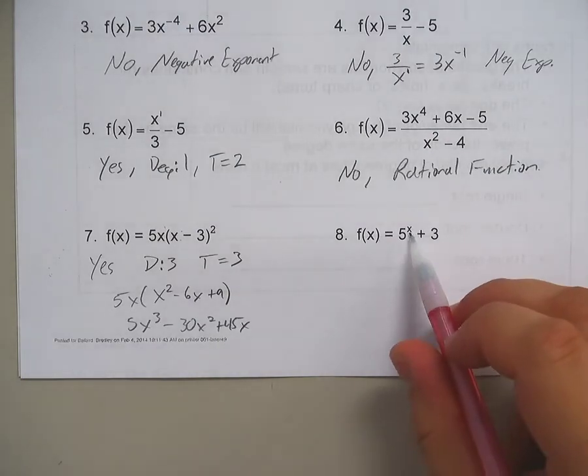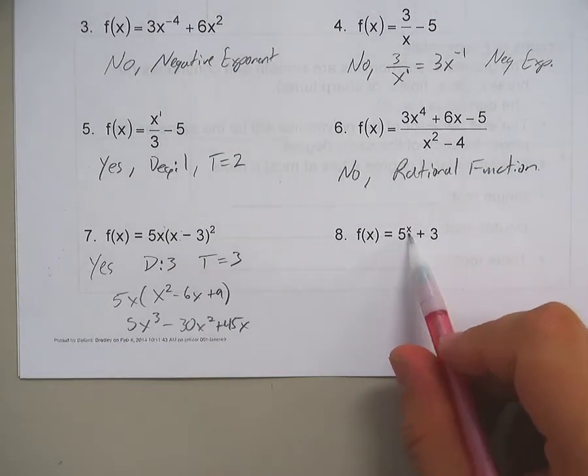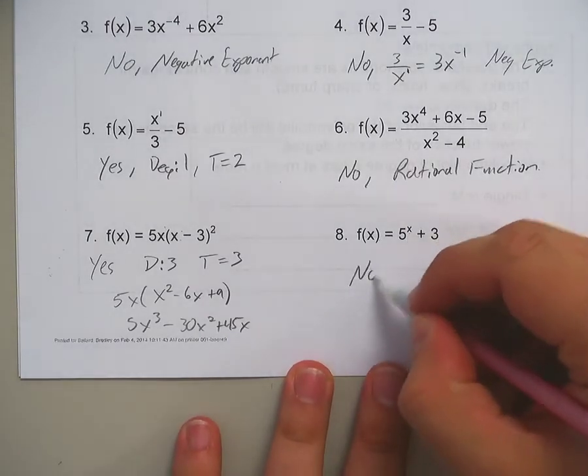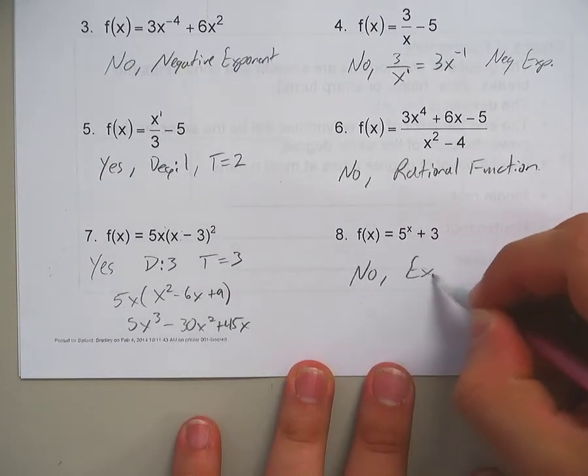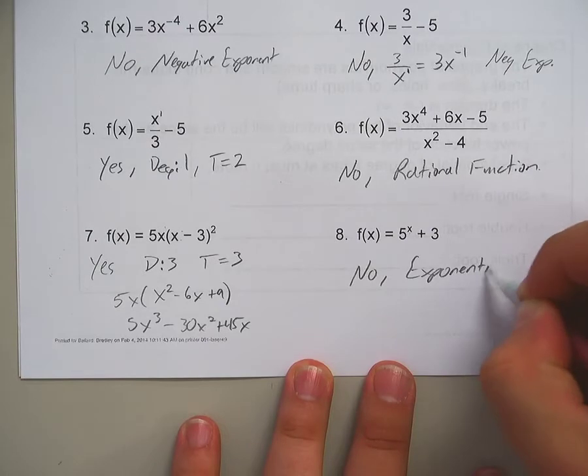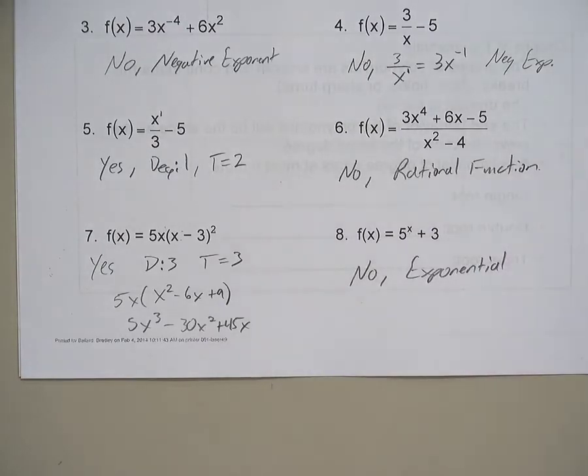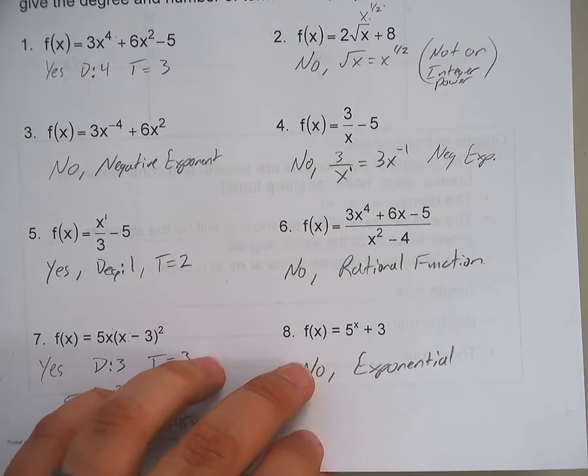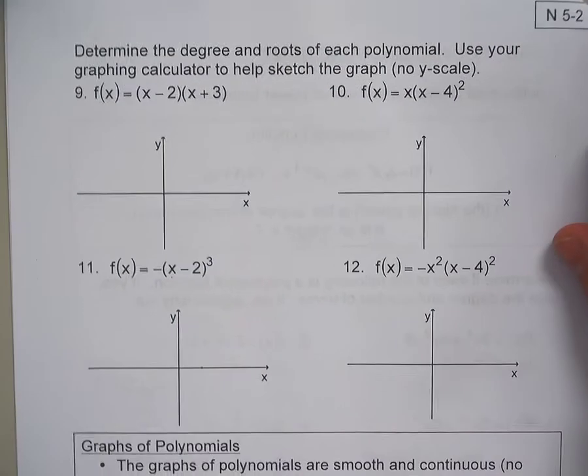5 to the x. Now this is interesting because x is up here in the exponent, so we're going to call this no. This is exponential. All right. Let's keep going here. Exponential just means there's a variable in the exponent, right? And that's a little bit of algebra 2 there for you.